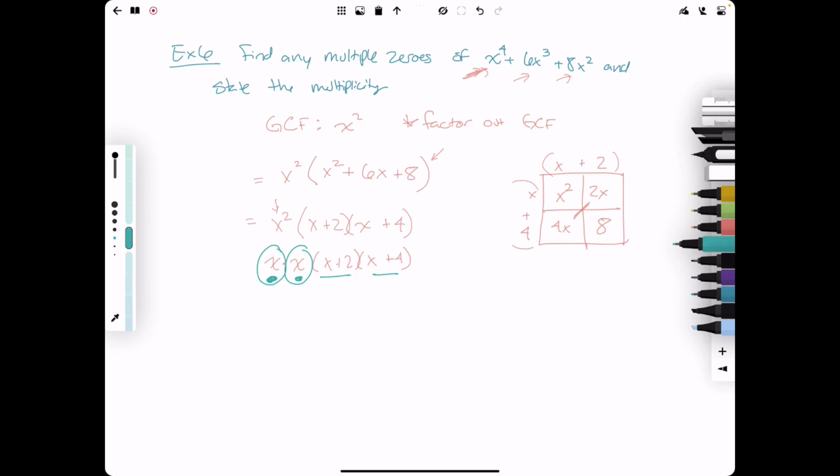Yeah. So the number 0, I'm writing out the words so it doesn't look like an O, is a multiple 0 with a multiplicity of 2. We're done.